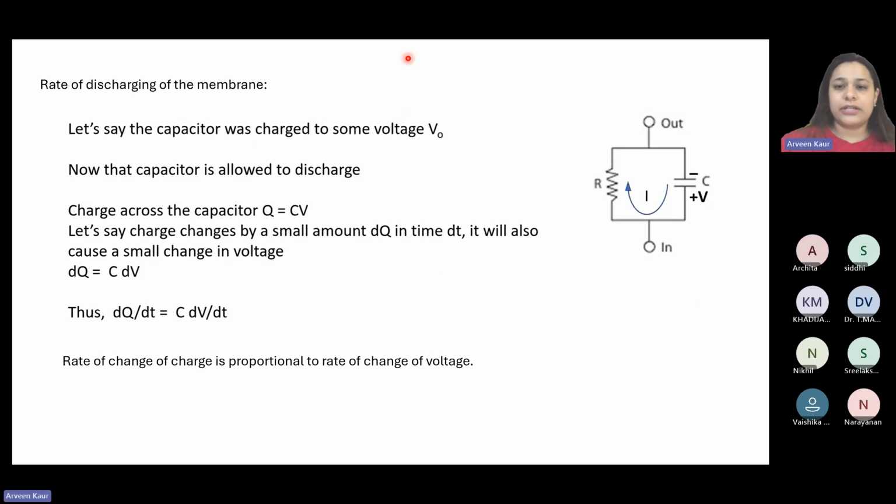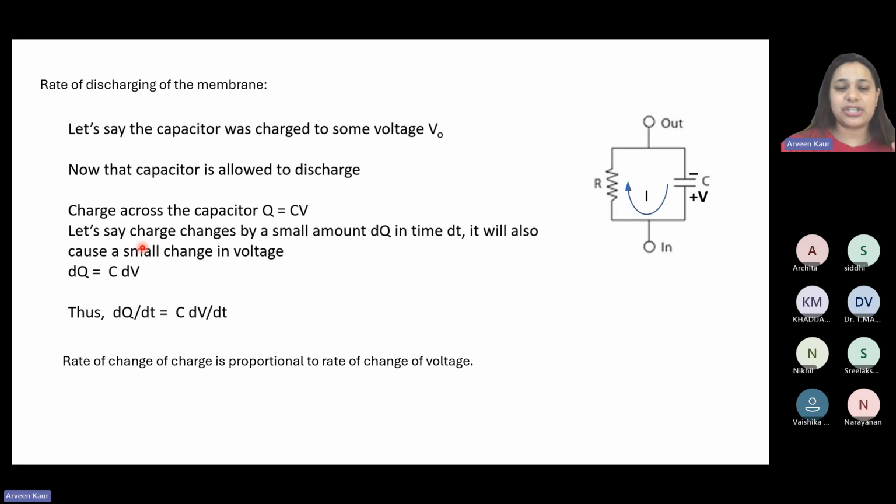So what is going to be the rate of discharging of this membrane? Now that the charge was removed, all of this current I will flow through the resistor. Let's say the capacitor was charged to some voltage, which is now denoted as V0. Now the capacitor is allowed to discharge, right? Charge across the capacitor is Q equals CV, that is capacitance into voltage.